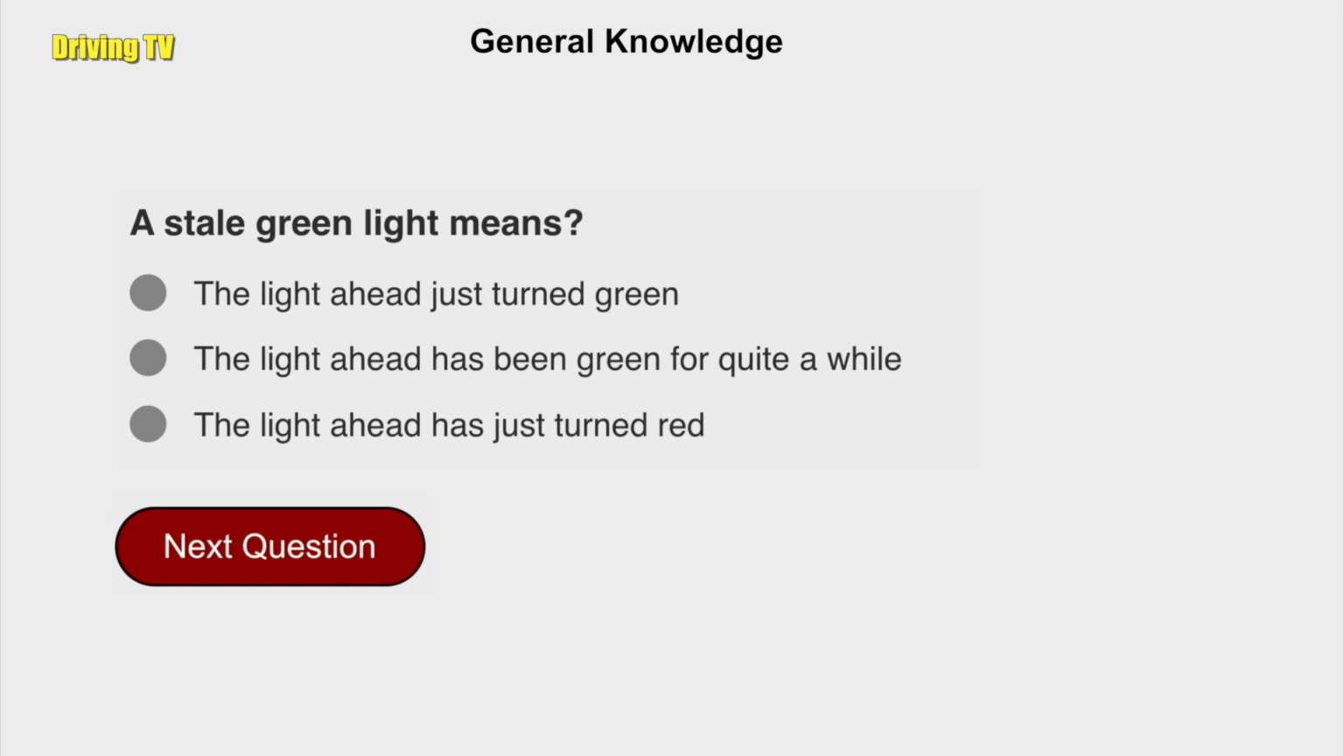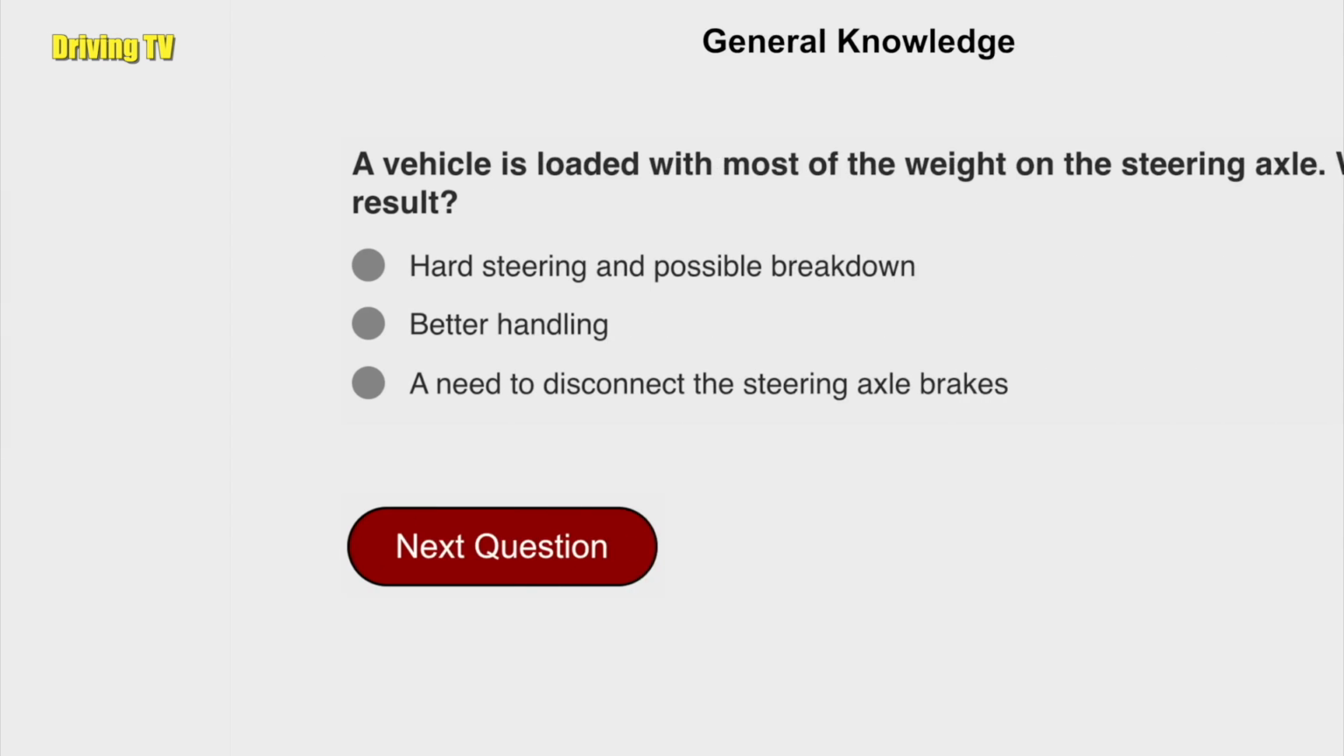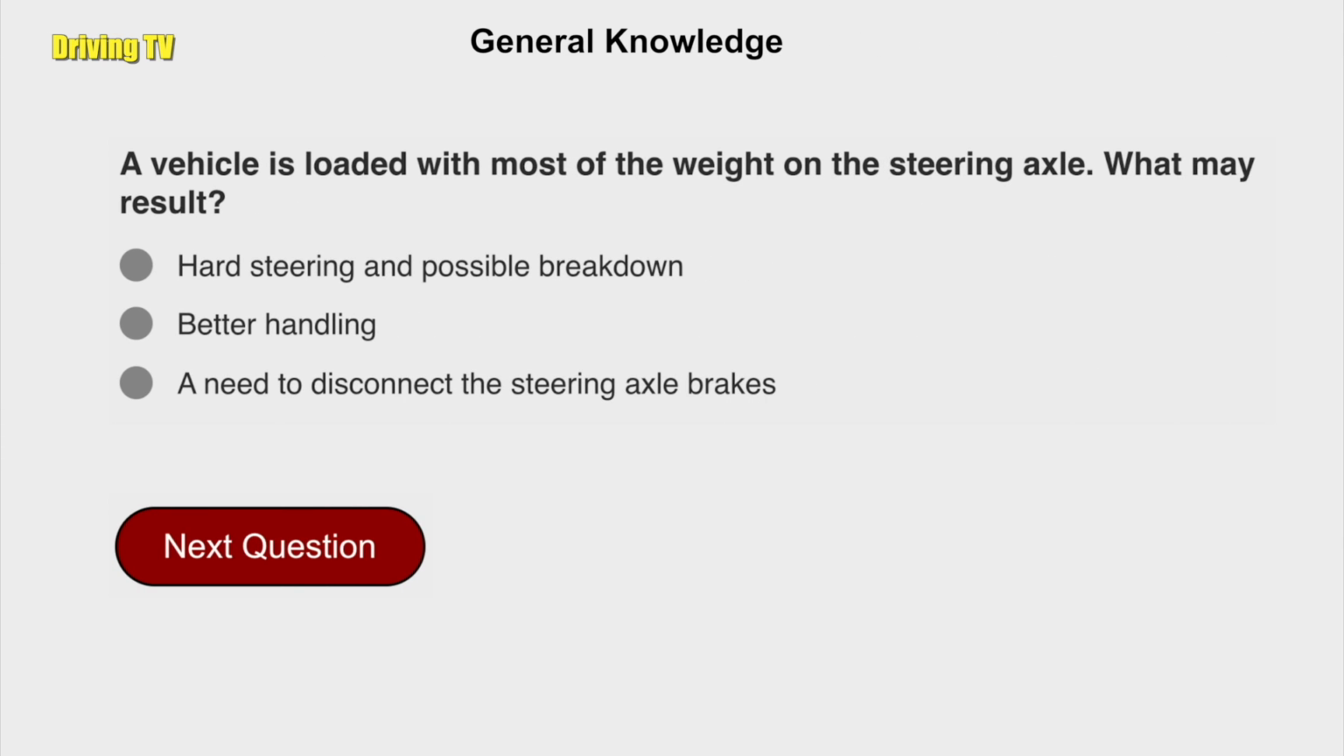A stale green light means the light ahead has been green for quite a while. A vehicle is loaded with the most of the weight on the steering axle. What may result? Hard steering and possible breakdown.